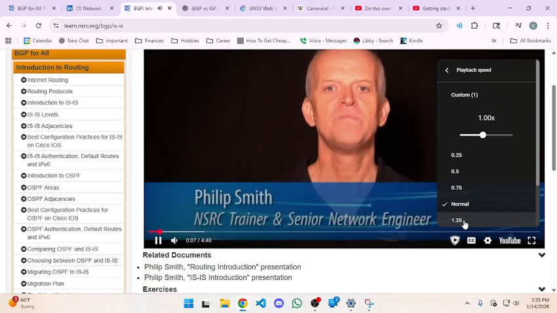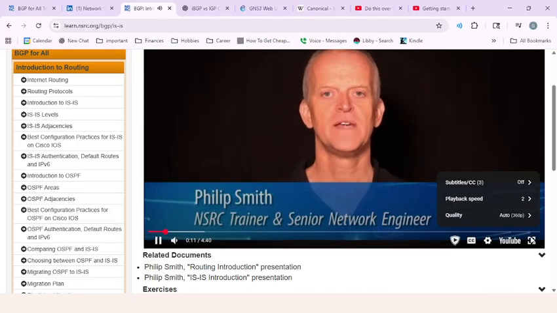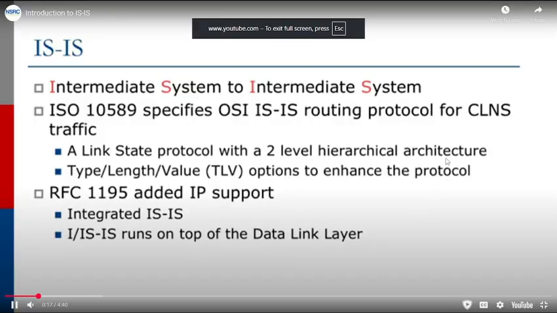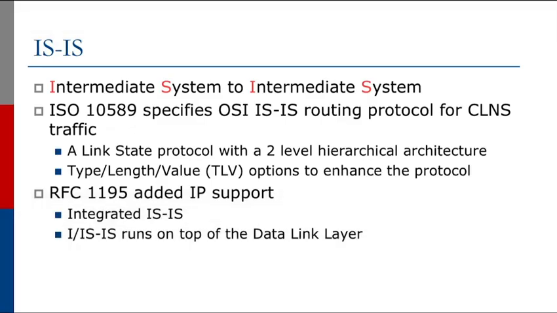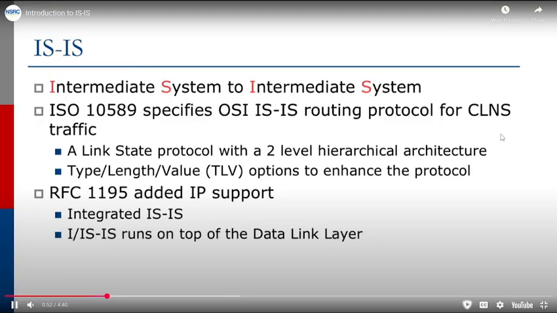We're going to spend the next few minutes introducing the ISIS routing protocol. ISIS stands for Intermediate System to Intermediate System, and it's the OSI routing protocol for CLNS traffic, specified originally in the ISO 10589 document. Yeah, and notice how it's for CLNS traffic. It's not for IP traffic, but it has added IP support. It's a link state protocol with two-level hierarchical architecture, and it has type length value options to enhance the protocol. Of most interest to us in the internet today is RFC 1195, which added IP support to ISIS, and it's known as integrated ISIS, although we just talked about ISIS.